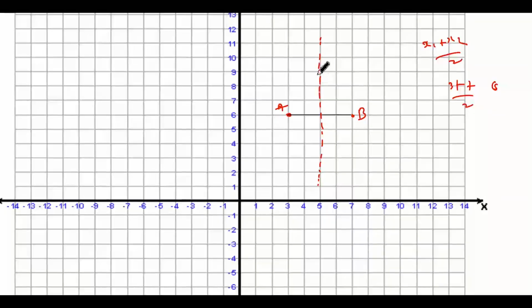So you can place point C on this line at any point. If you want, you can put it here. That means the coordinate of point C will be x equals 5 and y equals 4. If you like, you can put point C here. That will be x equals 5 and y equals 10. So this is one option. Let's look into another option. Let's remove this. So this is point B.